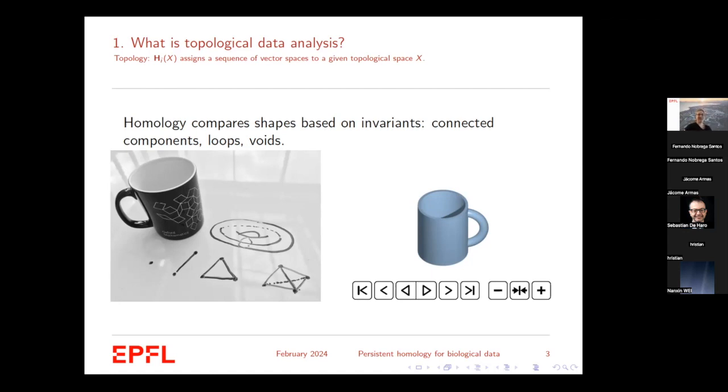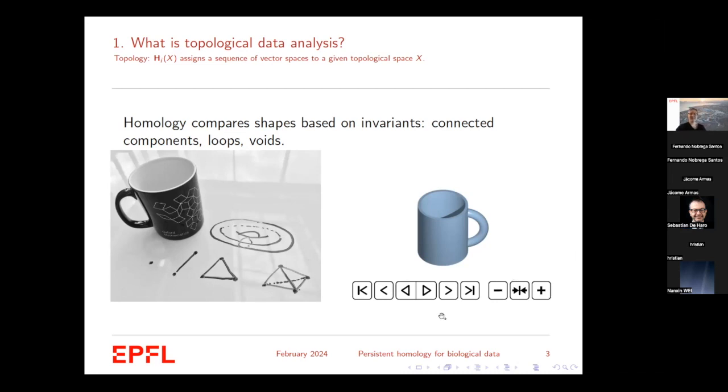And the kind of things that stay invariant are, for example, the number of connected components. So if your shape has two separate connected components, then no amount of stretching or bending will bring them to join together into one connected component or to fall apart into more connected components. Similarly, things that stay invariant are loops or voids in higher dimensions.